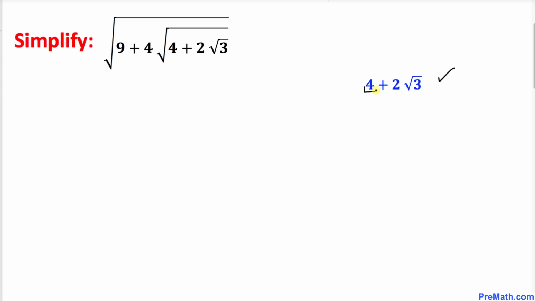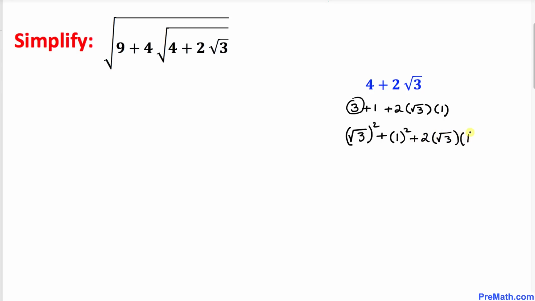I can write this 4 as 3 plus 1, and this number as plus 2 times square root of 3 times 1. And now this 3 could be written as square root of 3 squared. Likewise, 1 could be written as 1 squared, and then plus 2 times square root of 3 times 1.